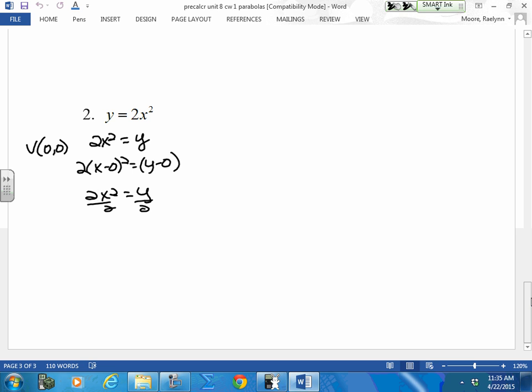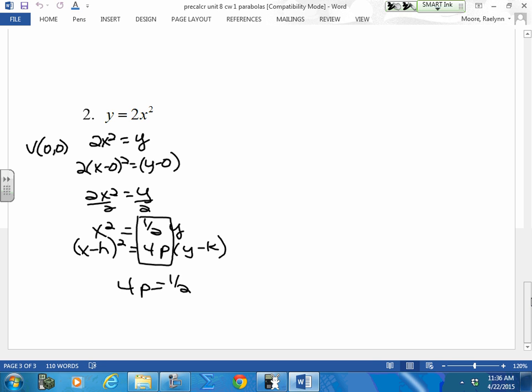Now, I want to get back to here. I want to divide both sides by 2. Got to get the x squared by itself. And notice my format. My format says x minus h squared equals 4p times y minus k. So I found my vertex at 0, 0 because there's nothing plus or minus for this. And now I got to find where this is going. So I say 4p is 1/2. I got to solve for p. So I'm going to divide both sides by 4. And when you divide a fraction, it's going to get a lot smaller because you're going to divide 1/2 into 4 equal little fractions. So it's keep, change, flip. So my p is equal to positive 1/8.